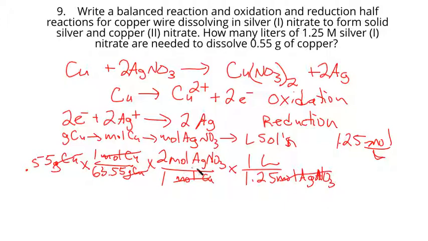Our moles of silver nitrate cancel, and we can do the math. 0.55 grams divided by 63.55 times 2 divided by 1.25, which will end up being 0.014 liters of our silver nitrate solution.